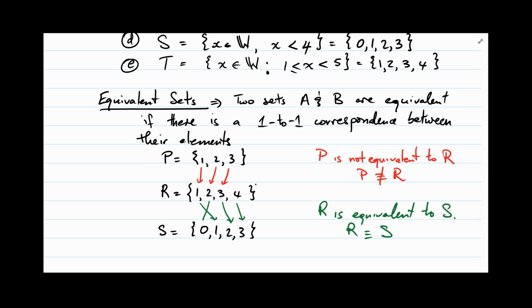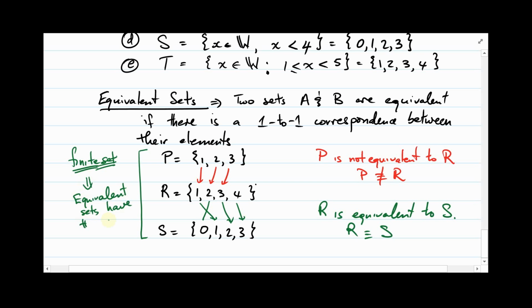Now, especially when we have finite sets, so all of these were finite sets, then one of the things that we can do is we can say, well, if they are equivalent, then they must have the same number of terms. Right? Which is what we saw. The number of terms in set R was equal to the number of terms in set S, which was 4 terms in all. All right.